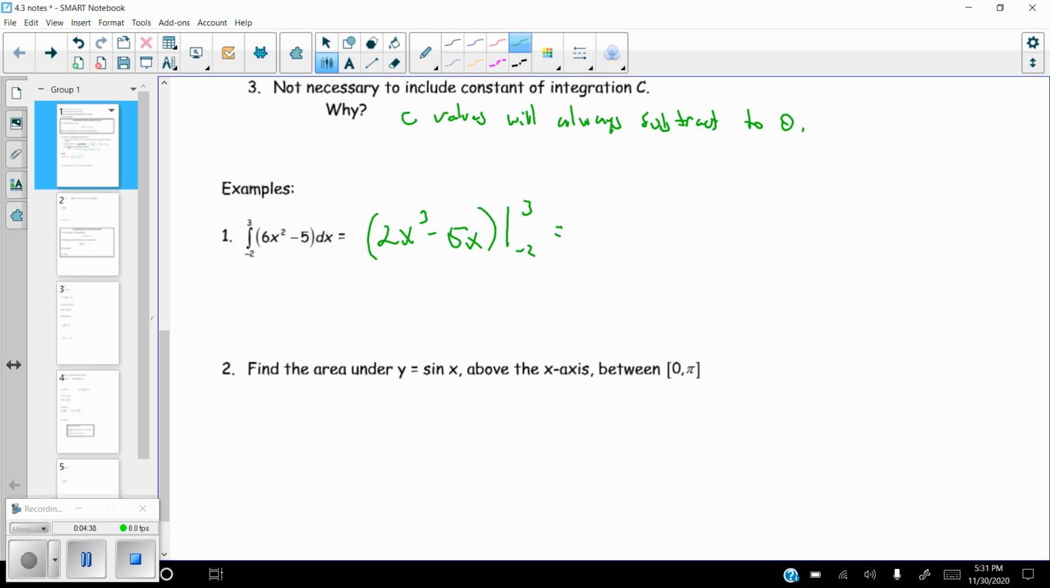So again, mental math, doing some algebra, is going to be important here. We're going to plug 3 in. 3 cubed is 27 times 2 is 54. Minus 5 times 3 is 15. So that's what I get when I plug in 3. Then we're going to subtract what we get when we plug in -2. -2 cubed is -8 times 2 is negative 16. And then negative 5 times negative 2 is plus 10. So then we just go ahead and add these two things together, and we're going to see what we get.